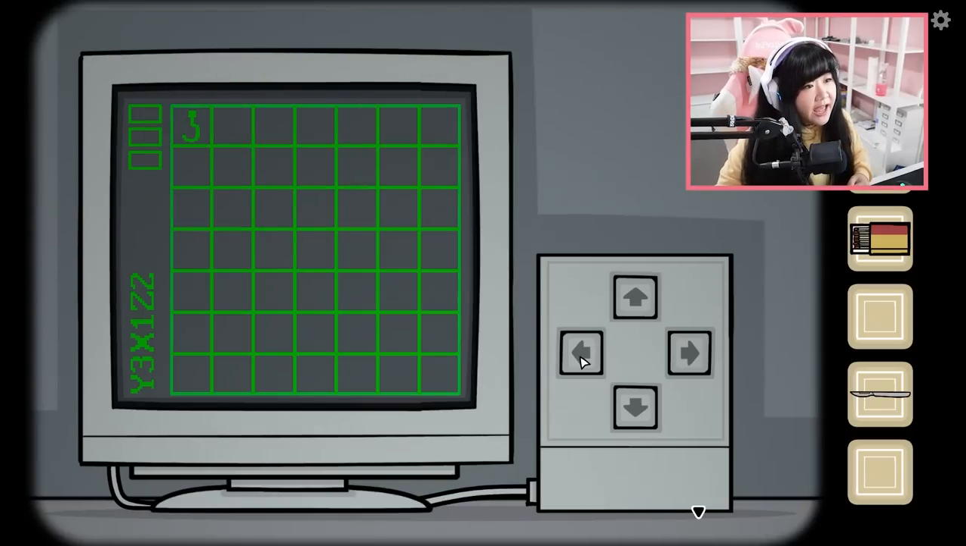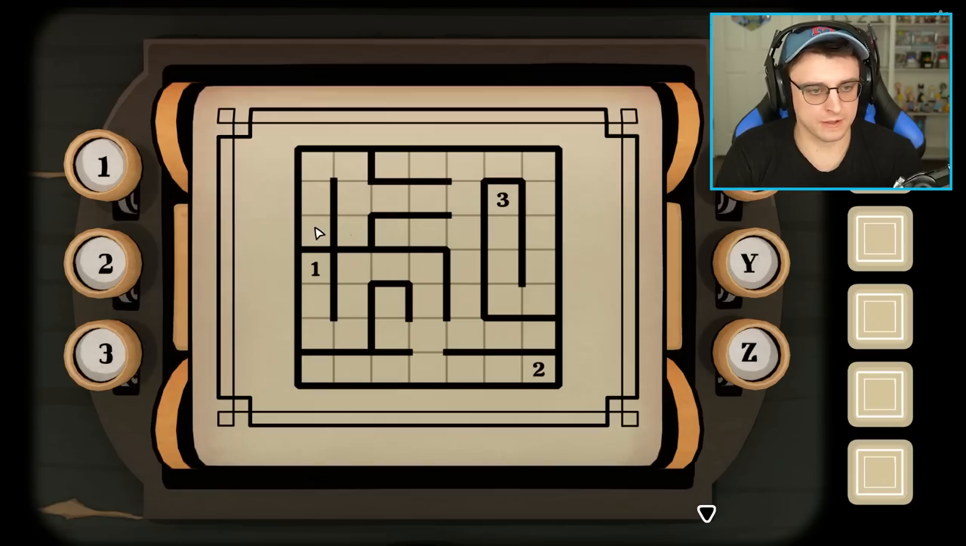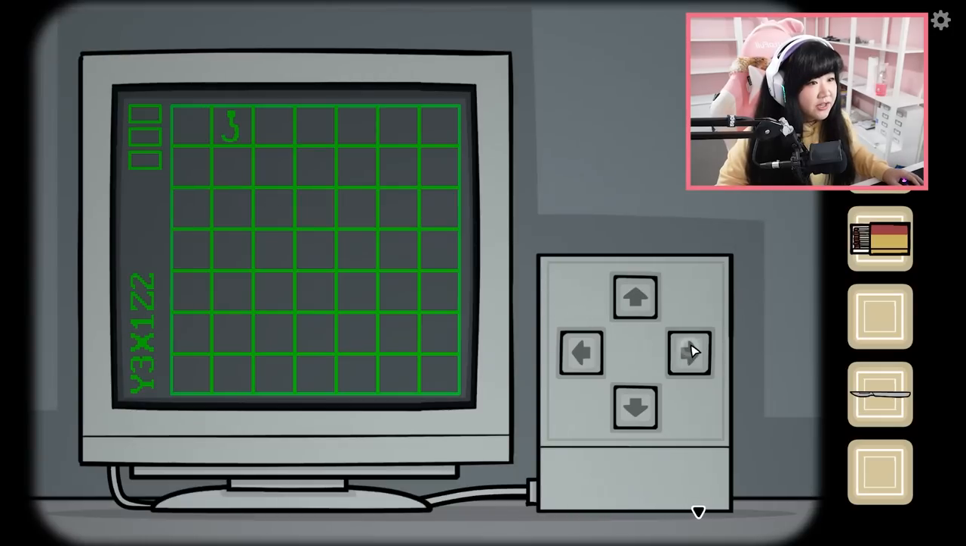Okay, so what I have is a 7x7 checkerboard kind of thing. Yeah, that's what I have. And then on the top left, I have a hook. Oh, okay, on the very top left? Okay, right one.